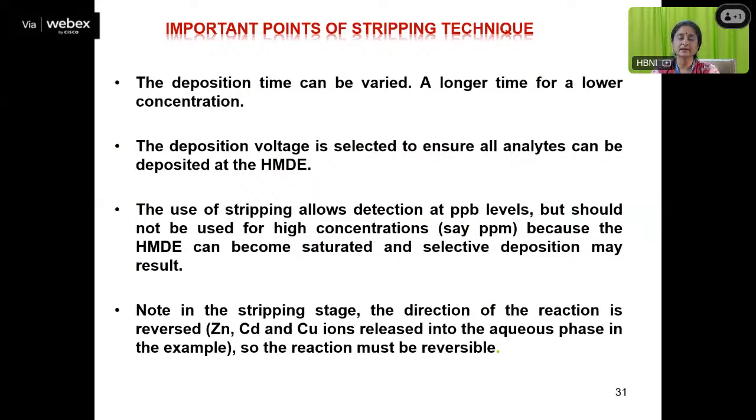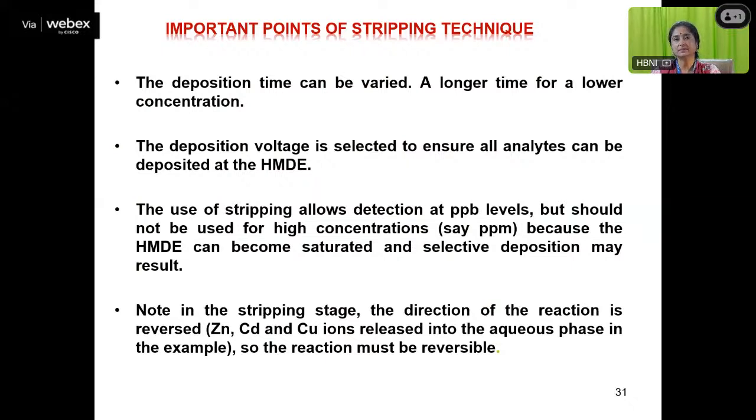If you are using this technique for very high concentration, then remember the mercury drop is a micro drop, a very small drop, and all your metal ions will go and deposit there. If the metal ions or your analytes are in the ppm range, then what will happen? It will saturate. Once it is saturated, there will not be a uniform deposition of all these analytes onto the drop. Therefore, you should not use this technique for the ppm range.